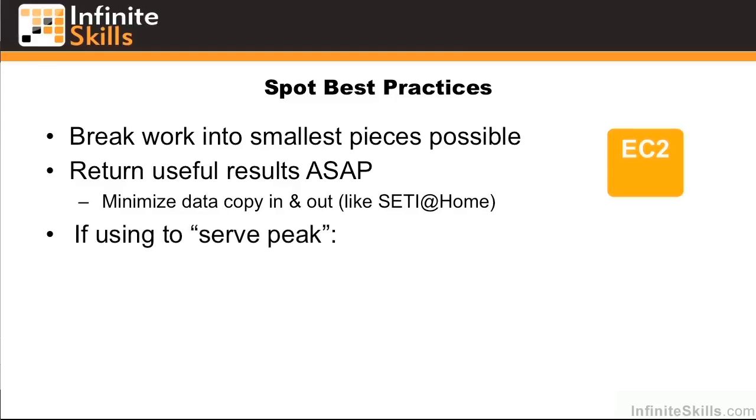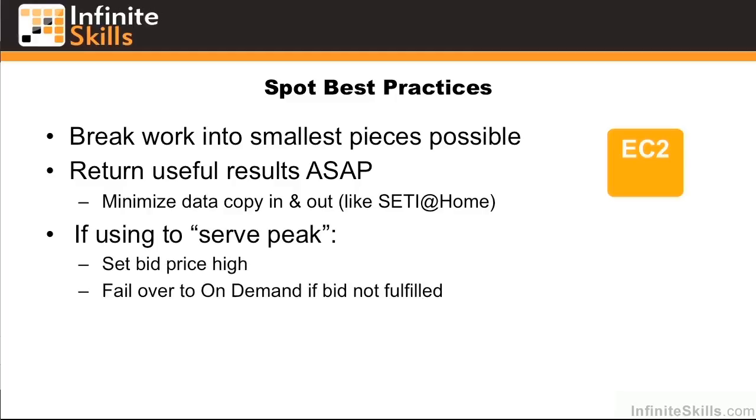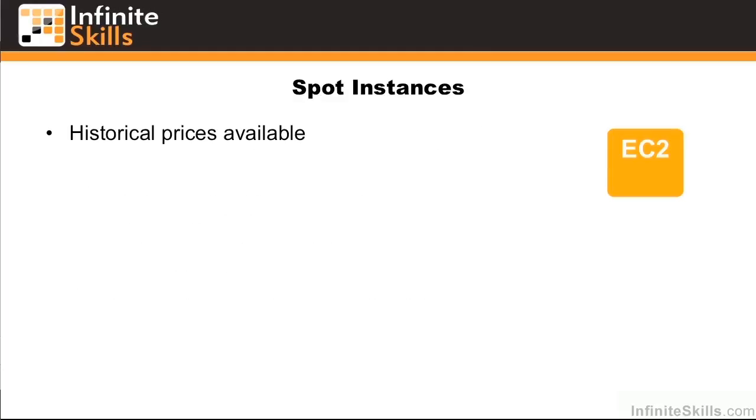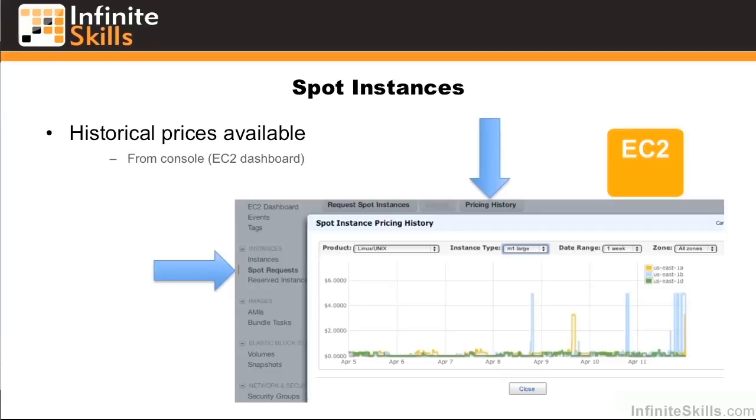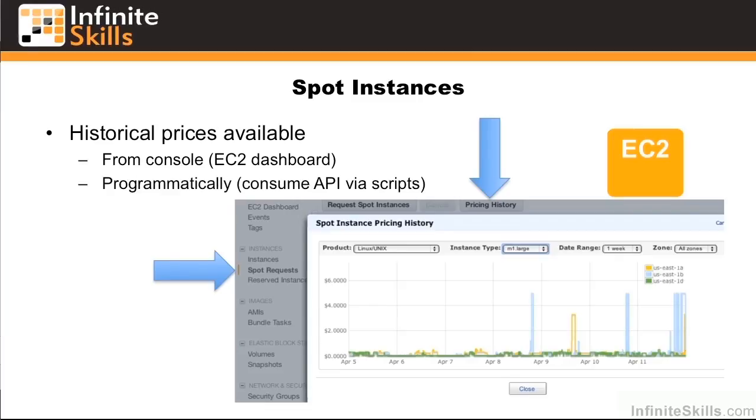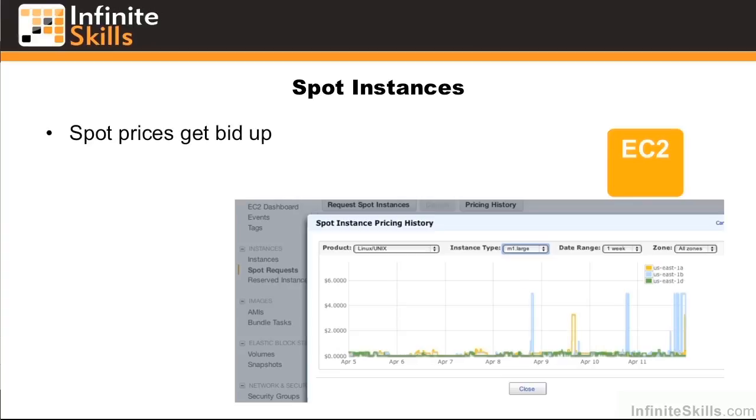If you're going to use Spot to serve peak, make sure that you set your bid price very high. Make sure that you have a failover to on-demand enabled if your bid is not fulfilled. To help you determine an accurate bid price, you can review the historical prices in the web GUI, clicking first Spot instances on the left rail and then pricing history at the top. You can also consume this programmatically.